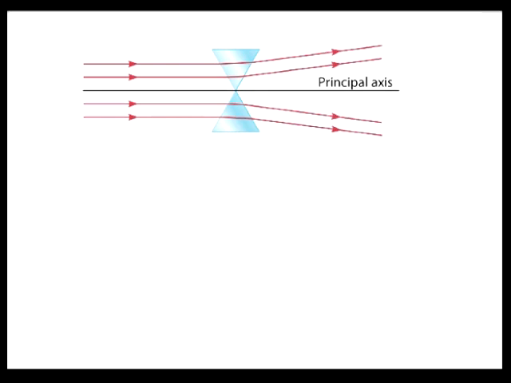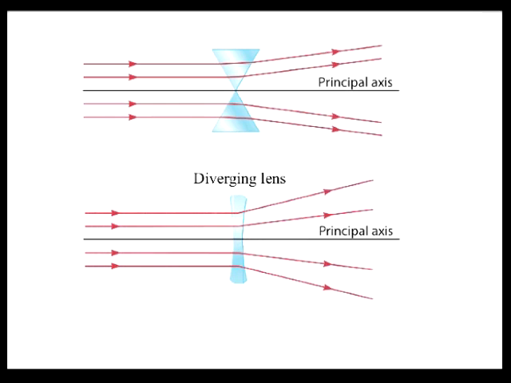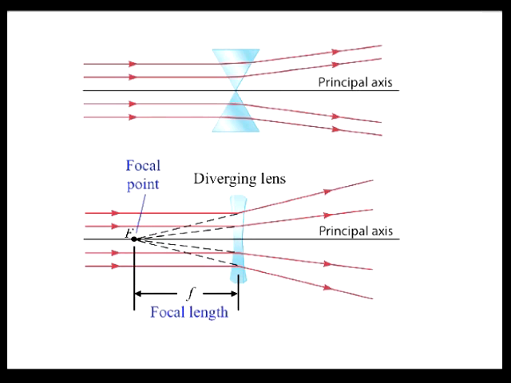In a properly designed diverging lens, shown here, paraxial rays that are parallel to the principal axis appear to originate from a single point on the axis after passing through the lens. This point is the focal point F, and its distance F from the lens is the focal length. Again, we assume that the lens is thin compared to the focal length.